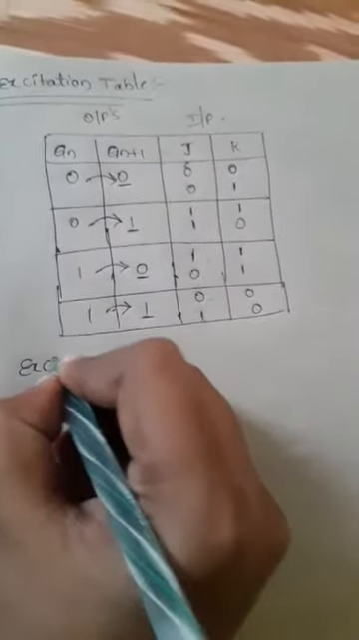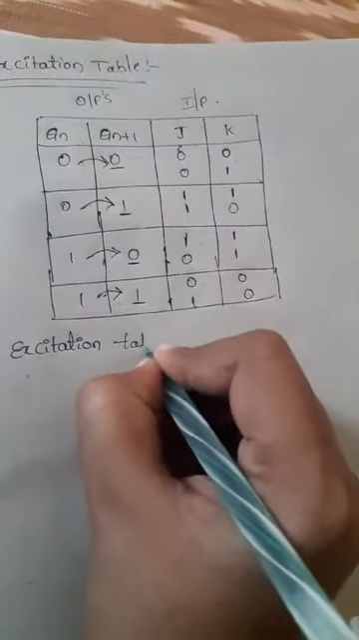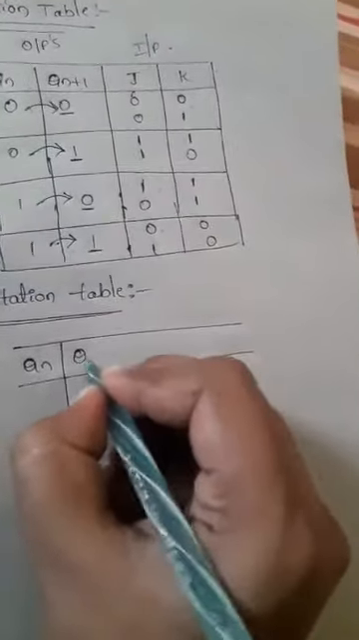So for that, again we rewrite this excitation table like this. For the complete output purpose we can rewrite this excitation table: Qn, Qn plus 1, J, K. Okay, so now write the input possibilities: 0 0, 0 1, 1 0, 1 1.